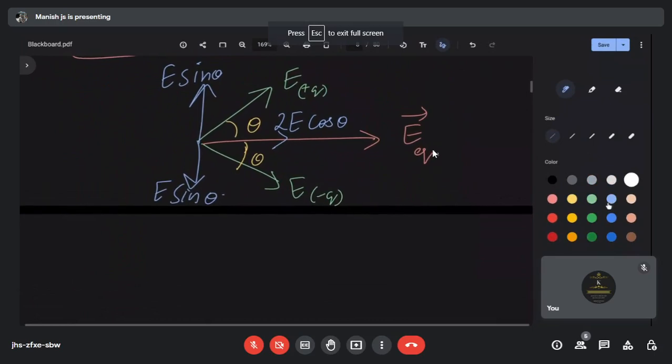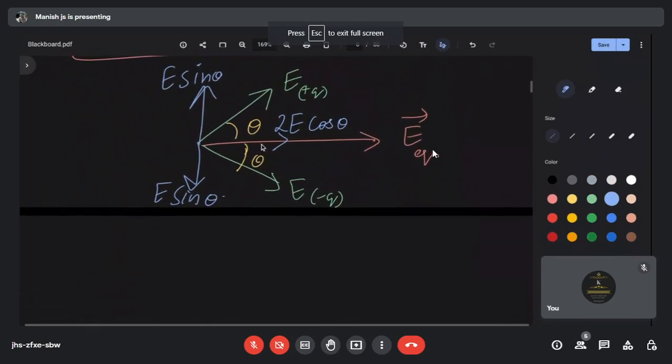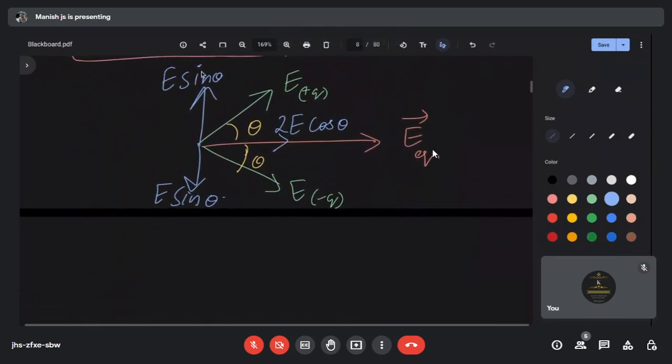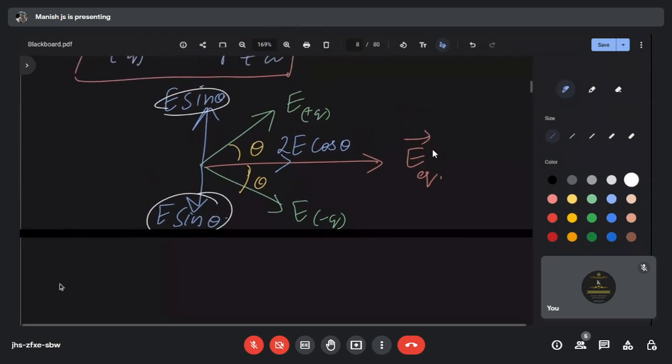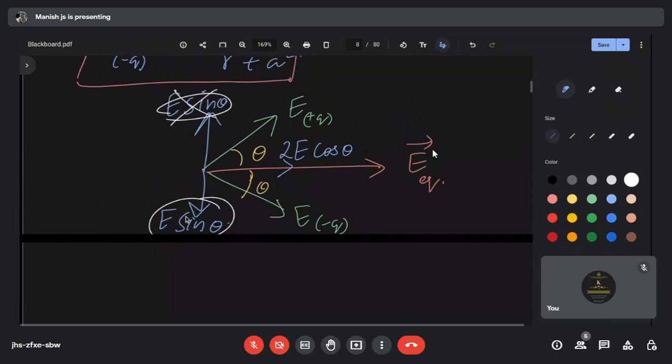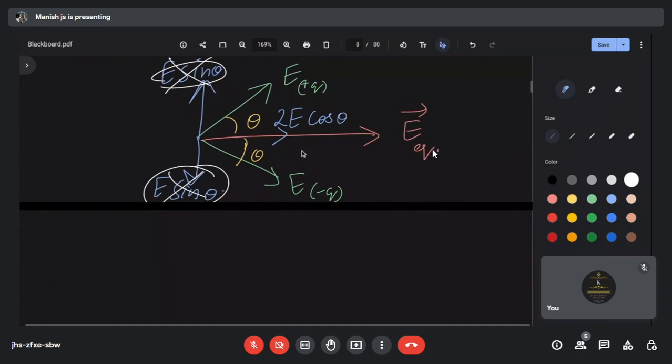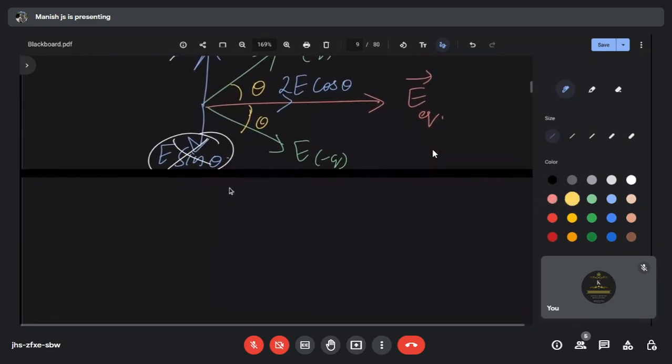So here, the electric field components along the vertical direction are cancelling out. E sin theta due to the plus charge and E sin theta due to the minus charge are equal and opposite in direction, and hence they cancel each other. So we are not considering the vertical components. Rather, the horizontal components are getting added up. So the 2E cos theta term is what we are considering here.